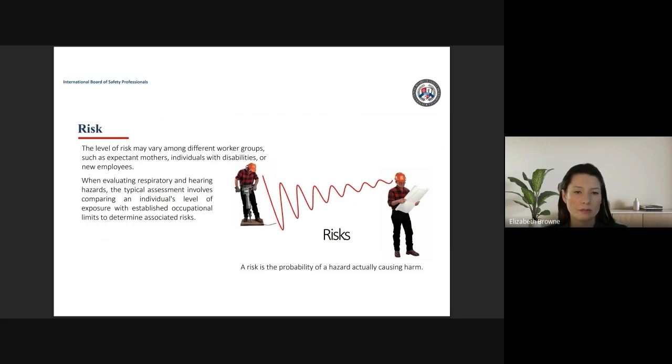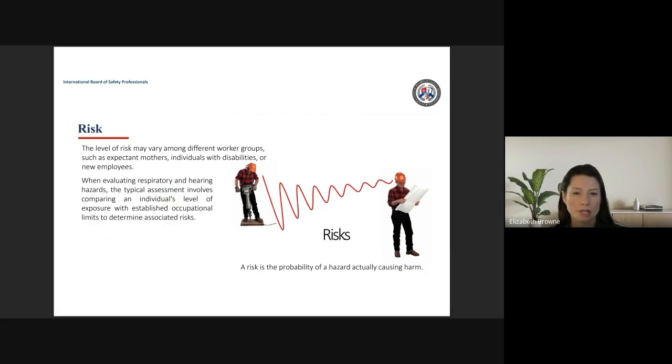Also, when we're evaluating respiratory and hearing hazards, the typical assessment involves comparing individuals' level of exposure with established occupational limits to determine the associated risks. OSHA has guidelines for common air and respiratory hazards that they consider when they are evaluating worker exposure. A risk, and again, a risk is the probability of a hazard actually causing harm. That's a really great direct way of looking at it.